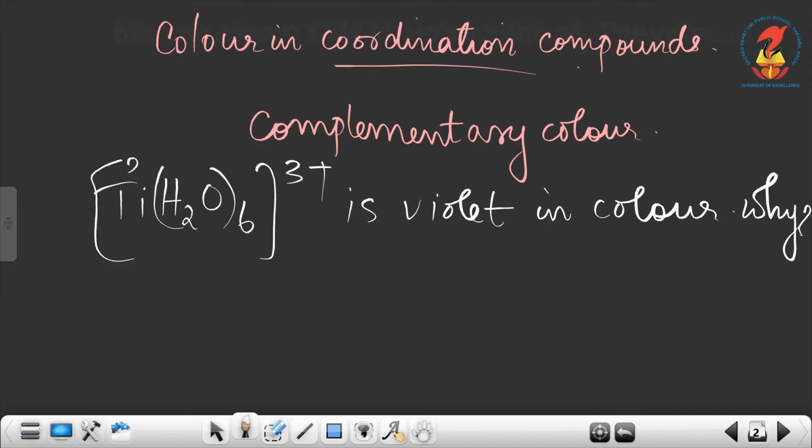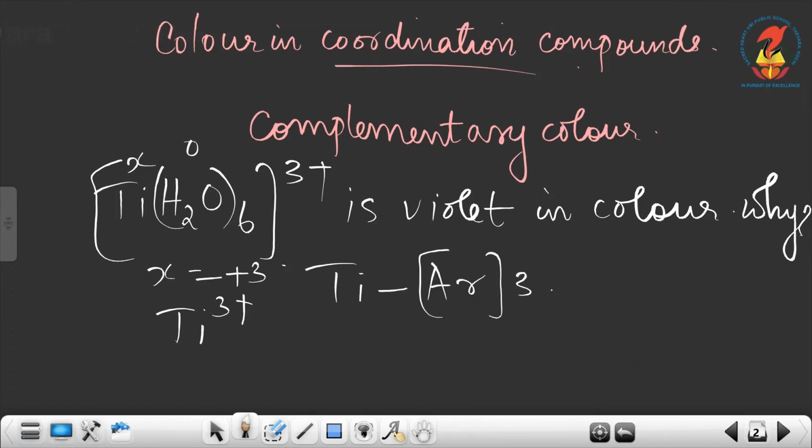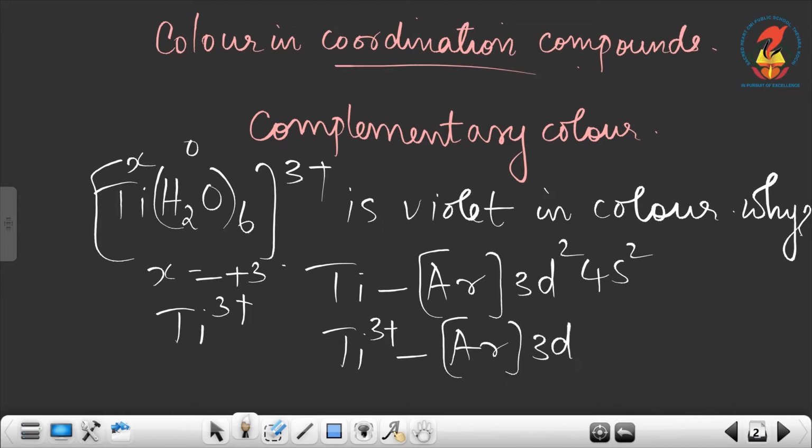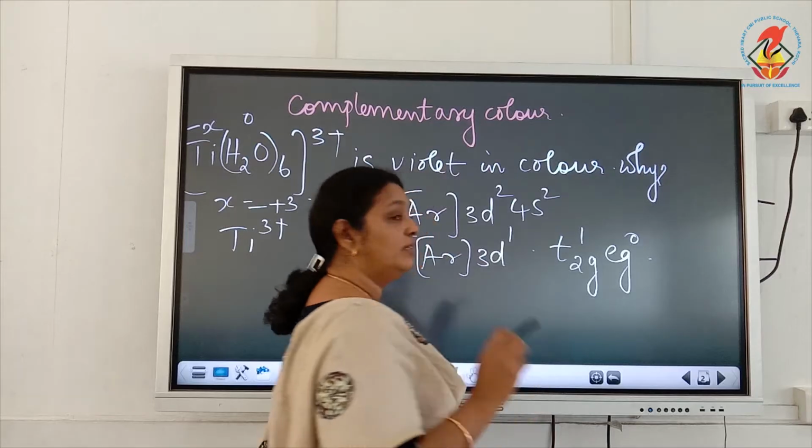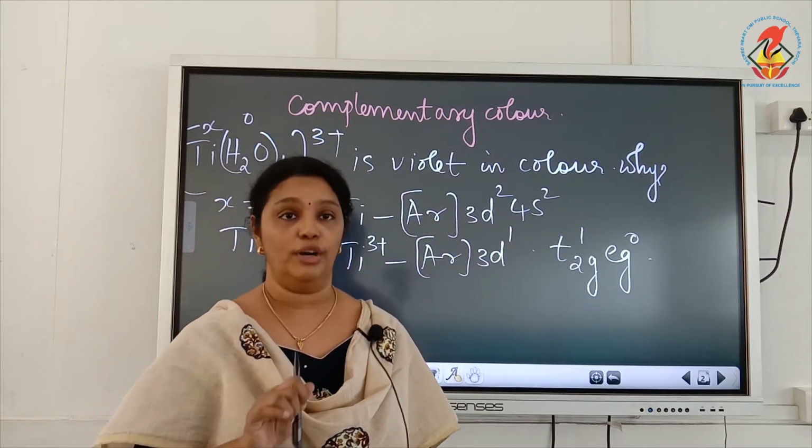So in [Ti(H2O)6]3+, the charge is x + 0, so x is equal to +3. So titanium is in the 3+ oxidation state. Now, what is the electronic configuration of titanium? Titanium is argon 3d2 4s2. Titanium 3+ means it will be argon 3d1. Now if you write the electronic configuration on the basis of CFT, it will be t2g1 eg0. There is one electron in the t2g orbital.